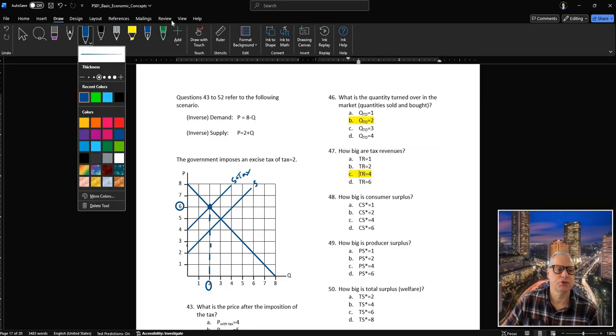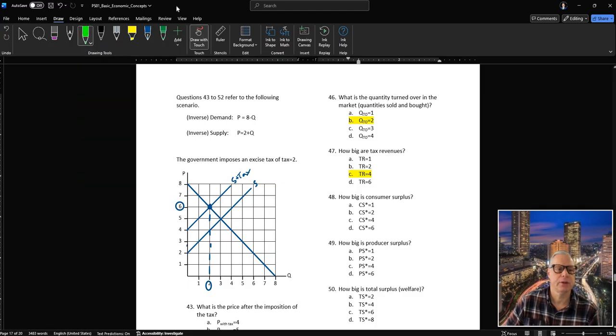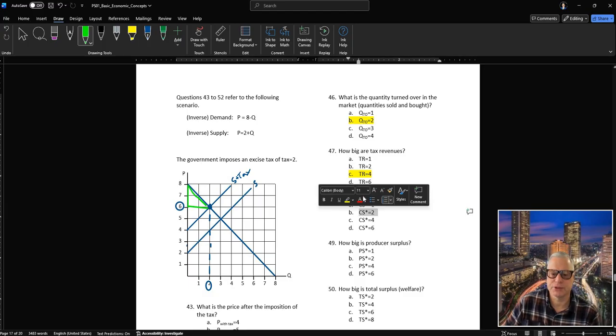So consumer surplus is, consumers pay 6, so consumer surplus is all the aggregate willingness to pay that exceeds the 6. That's this triangle here. So this triangle is 2 times 2, 4 over 2. Consumer surplus is 2.